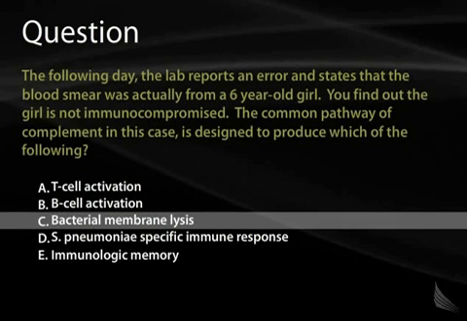And the answer here is C, bacterial membrane lysis. Again, this is a complement question. Complement is part of the innate immune system, so even at the very basic level, you can break this question down. A is T-cell activation, B is B-cell activation. Those are adaptive. That's not complement. D is strep pneumo-specific immune response. That's adaptive. E is immunologic memory. That's adaptive. Again, you can rule those out.